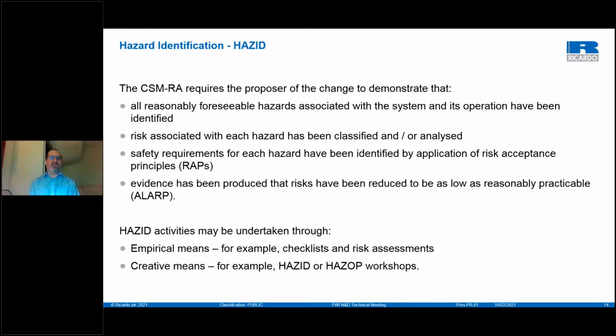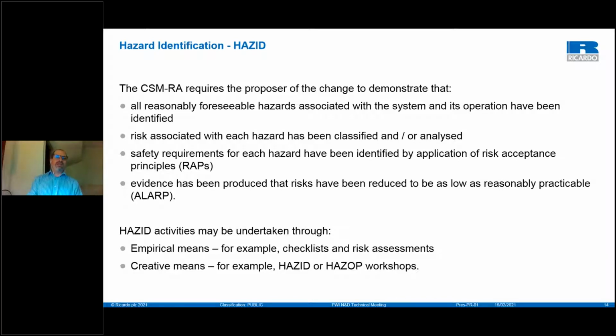There are two ways of doing hazard identification, mainly. Empirical means: checklists and risk assessments. You'll be doing a lot of this as part of your day job in terms of an infrastructure change project, and even a product introduction project. You will be undertaking risk assessments, such as suitable and sufficient risk assessments. You'll be producing checklists. You'll be doing design assessments, that sort of thing.